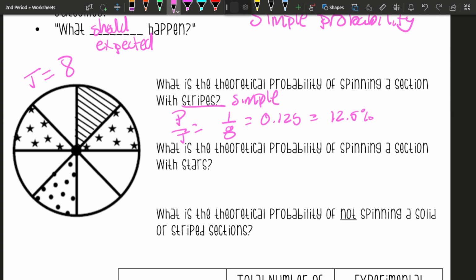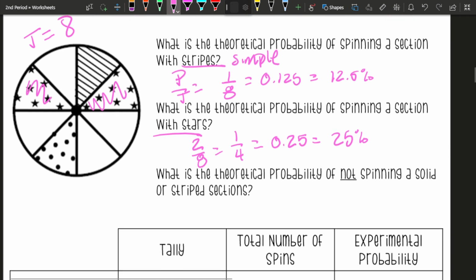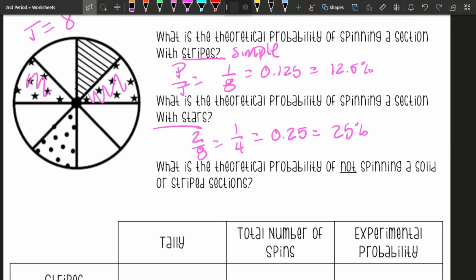Okay? It says, what is the theoretical probability of spinning a section with stars? How many sections do we have with stars? 2 out of 8. Can we simplify that? Yeah. 1 out of 4. And we know this is 0.25, which is what percent? 25%. That's that easy. Theoretical probability is just simple probability, part over total. Always simplify.